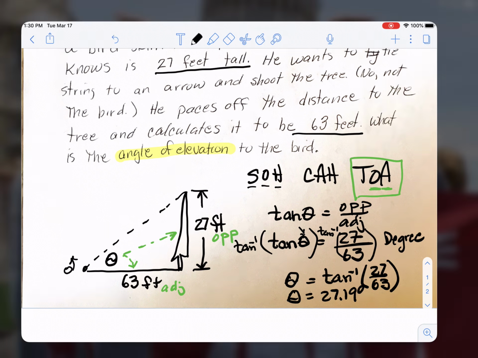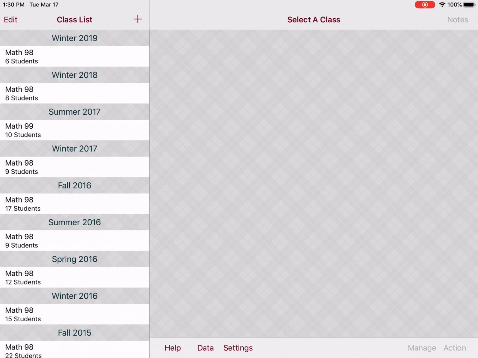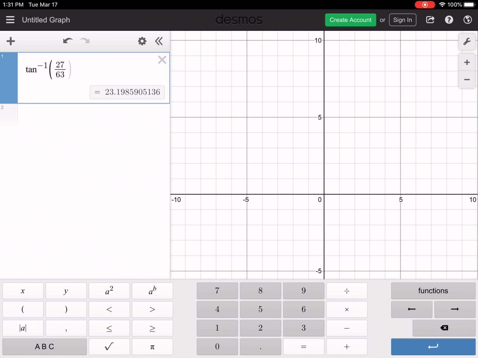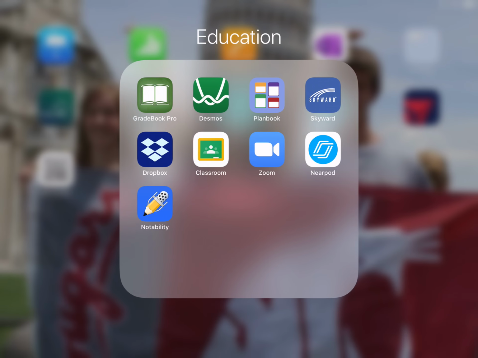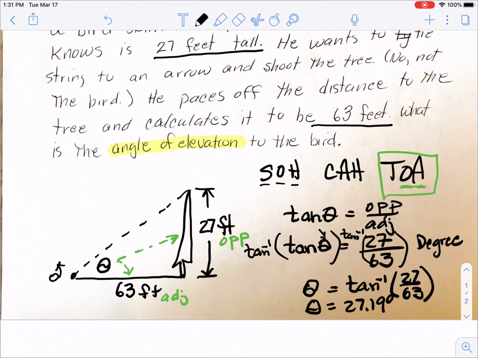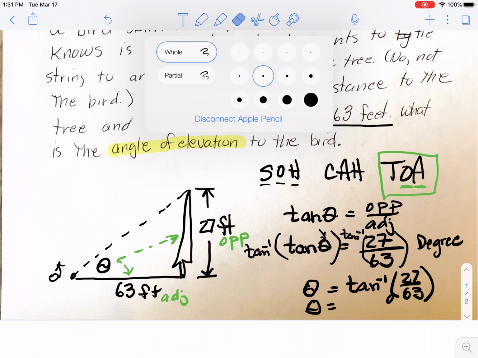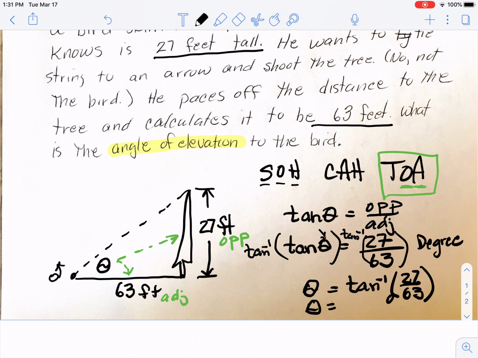Did I remember that right? I'll go back and check real quick. That was silly. 23.19 degrees.